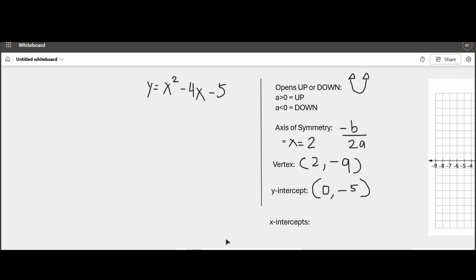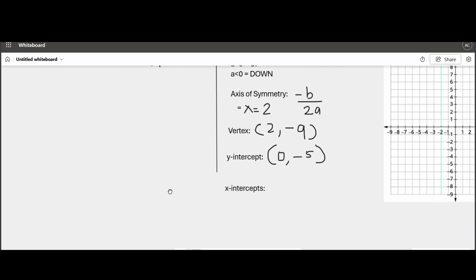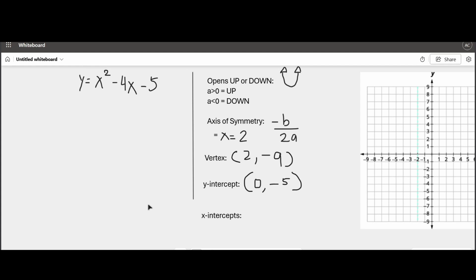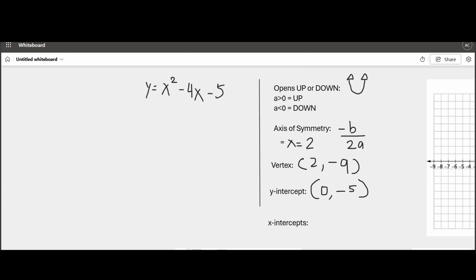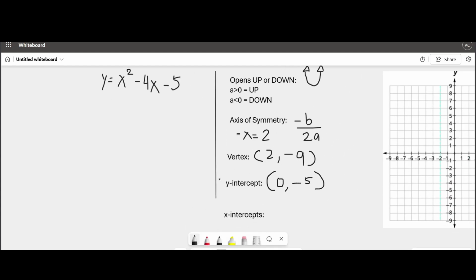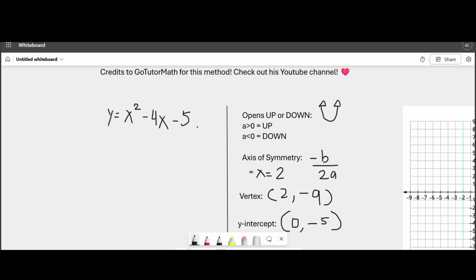And we need to find the x-intercepts. The x-intercepts, they're practically the same, okay? But you need to factor the quadratic function first. So we need to factor the quadratic function by finding out what multiplies to -5 and what adds up to -4 as well.